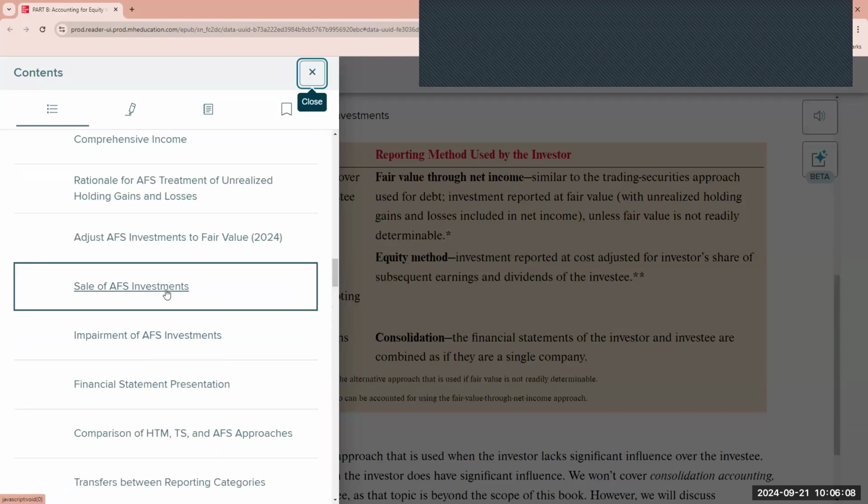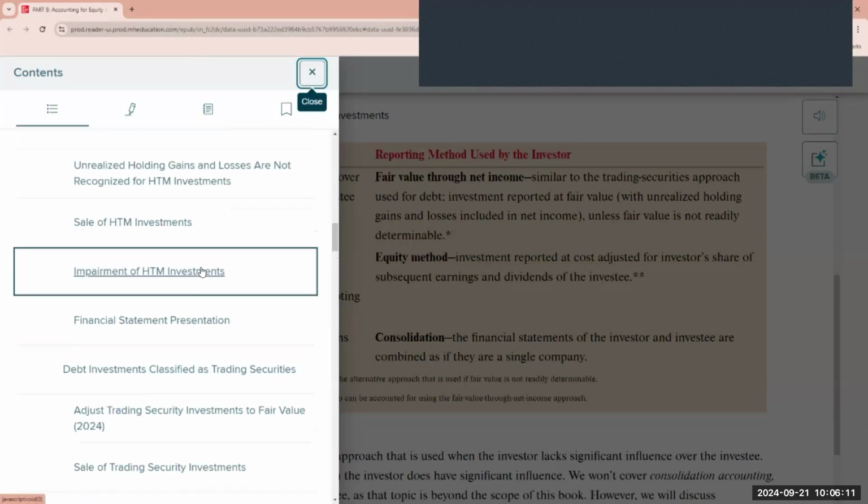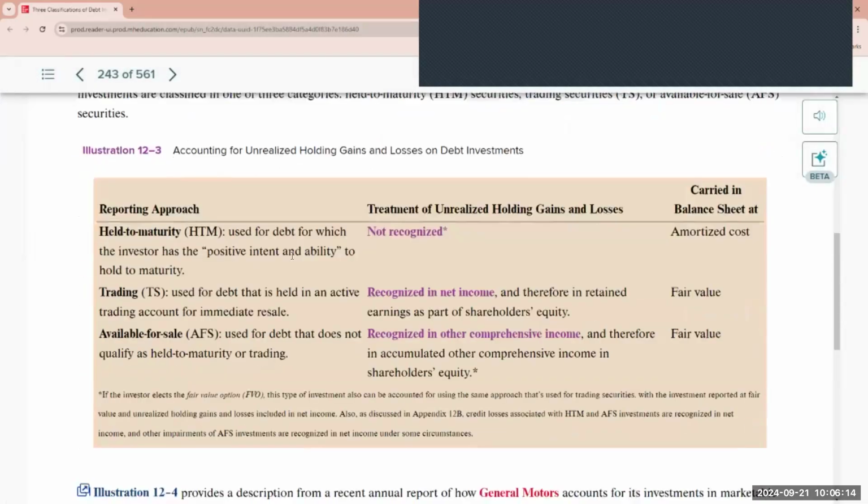As it relates to our debt investments, the key thing is we need to determine how is it classified, right? Is it held to maturity? If so, any unrealized holding gains or losses are not recognized and it's carried in the balance sheet at amortized cost. Is it a trading security? If so, it is recognized in net income and carried in the balance sheet at fair value. That is why we need to keep doing the journal entries to account for the increases or decreases. Or lastly, is it available for sale? If so, it is recognized in other comprehensive income and carried in the balance sheet at fair value.